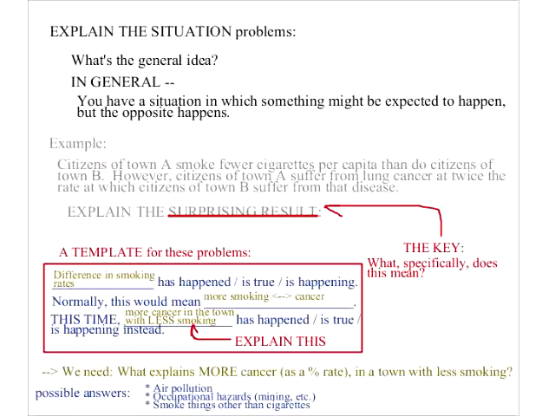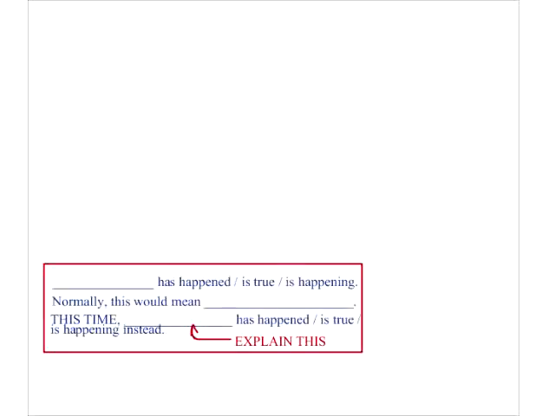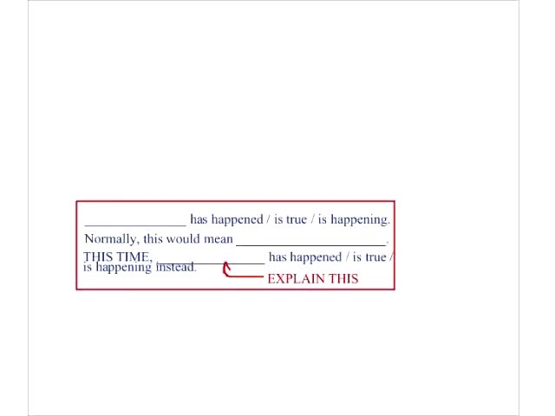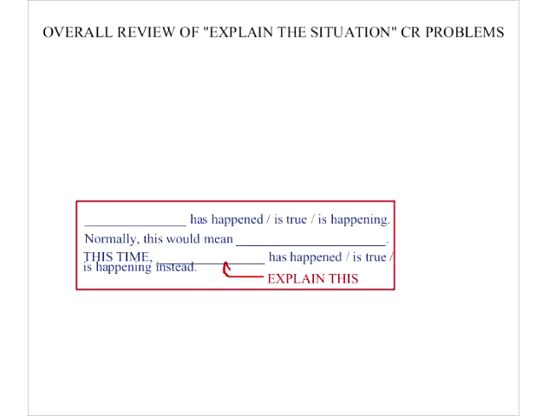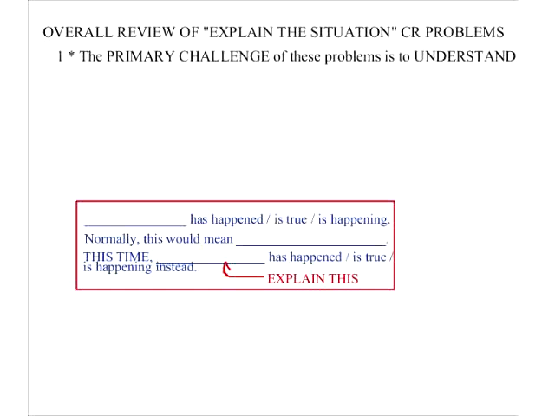All right, so this is the primary challenge. The primary challenge, unlike other critical reasoning questions, is to interpret what the question is actually asking you. So let's make a couple more comments, and then we'll look at a few problems. So here's your template. So overall review of explain the situation CR problems. Okay, the first point is that the primary challenge of these problems is to understand what the question actually is.